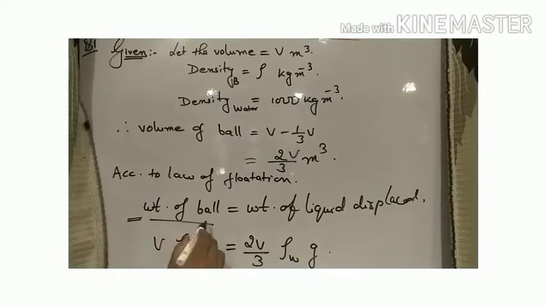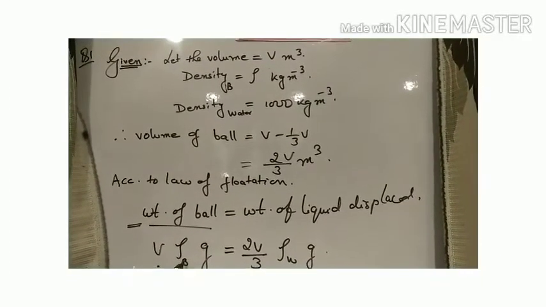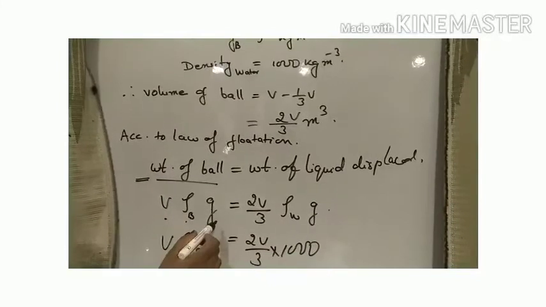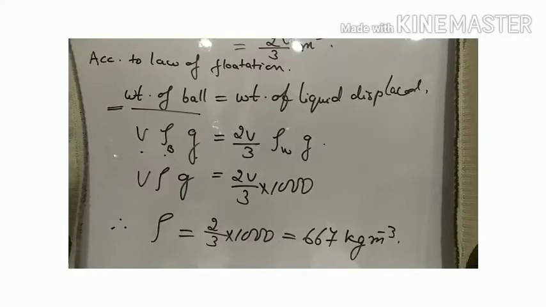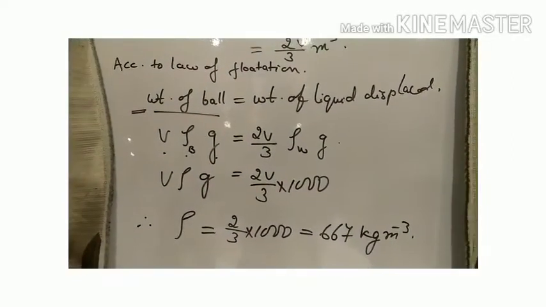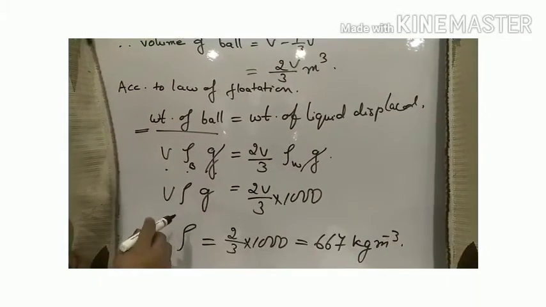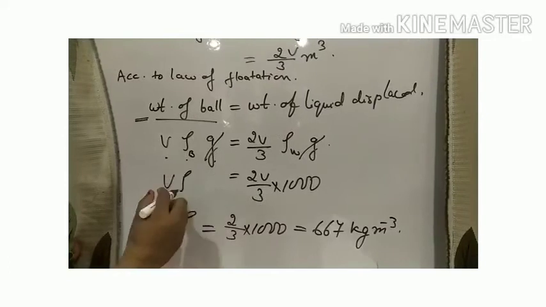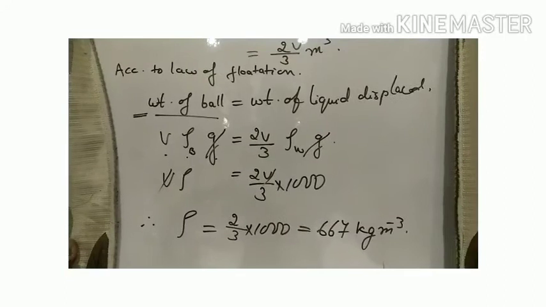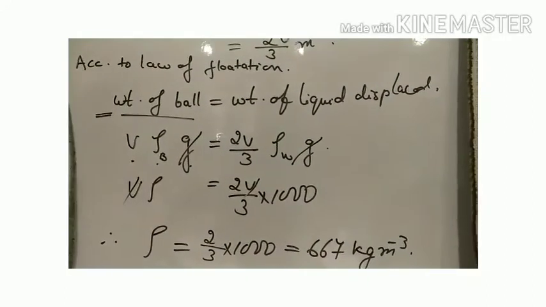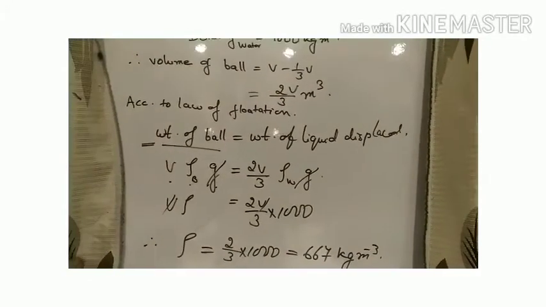Now what is the weight of the ball? V rho g. V means volume of the ball, rho density of the ball, and g acceleration due to gravity. Similarly, on this side, weight of the liquid displaced by it, so density of the liquid we will take. So g and g cancel out, and V and V also. Now density is equal to 2/3 into 1000. After simplification, we'll get 667 kg per meter cube as the answer. Now we'll go to the next numerical.